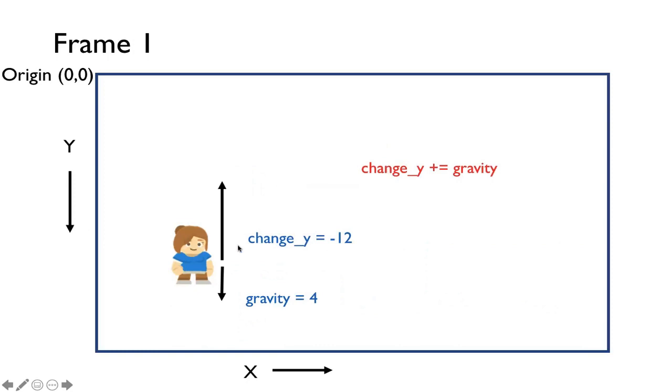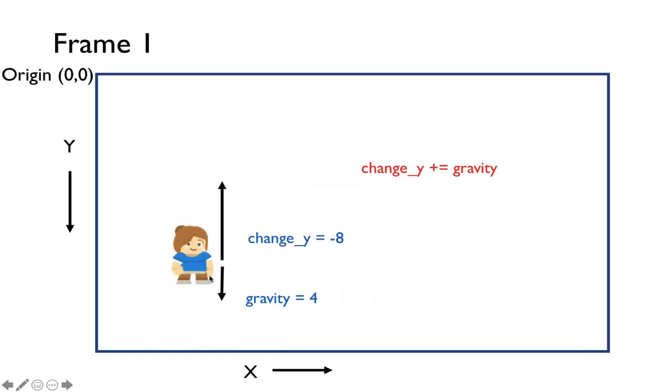So here's an example. Suppose my gravity is 4 and my change Y is negative 12. That means that every frame I move 12 pixels up. Again, this is going up, so it's negative. Now if gravity was 0, then we would just keep moving up forever, 12 pixels per frame. But gravity is going to change that. So if I add gravity to change Y, I get negative 8.